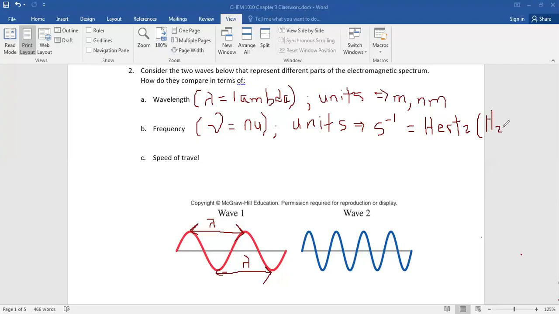So 1 second to the -1 is equivalent to 1 hertz. And hertz are abbreviated capital H and a lowercase z. So therefore, speed of travel, speed is just symbolized with a lowercase c. And speed, therefore, is going to be equal to the wavelength times the frequency.